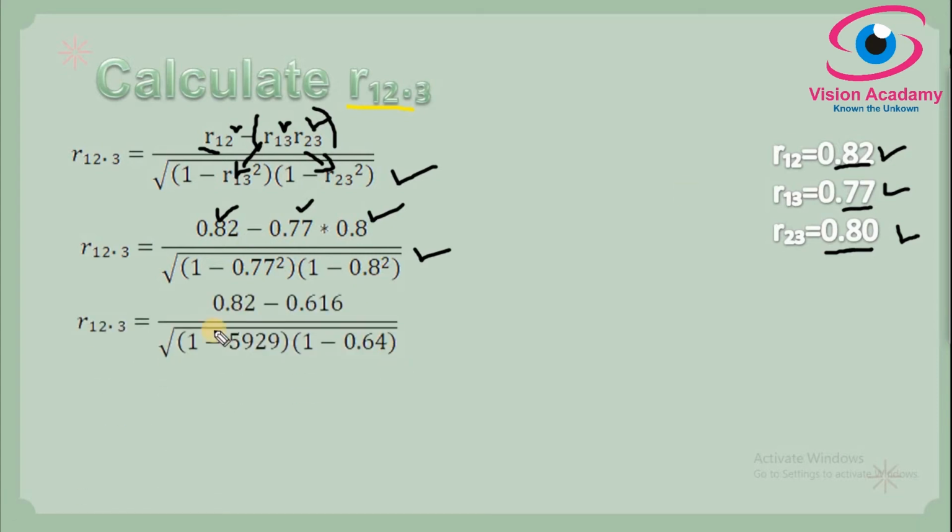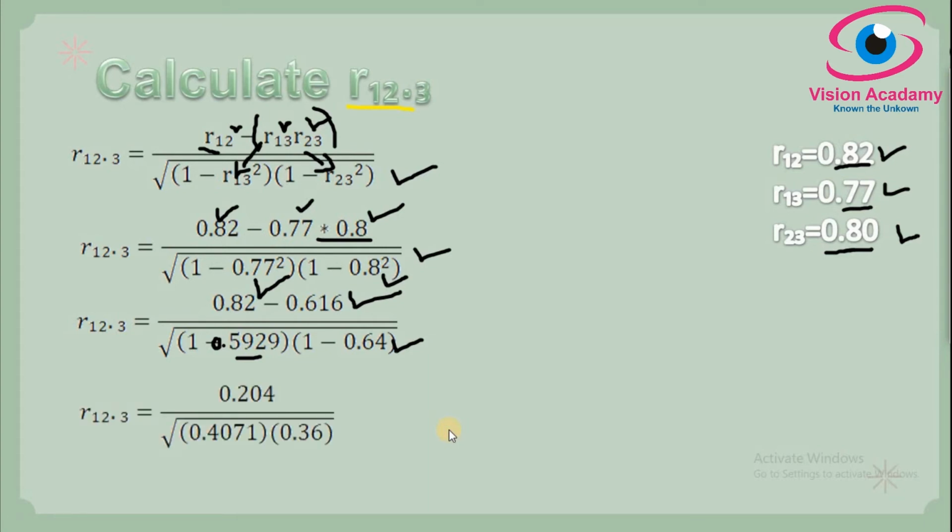When I simplify that, 0.77 into 0.8 is 0.616, and in the denominator 0.77 into 0.77, squared, is 0.5929, and here 1 minus 0.8 squared, 0.8 into 0.8 will be 0.64. And we will go for a further step for the simplification of these given values.